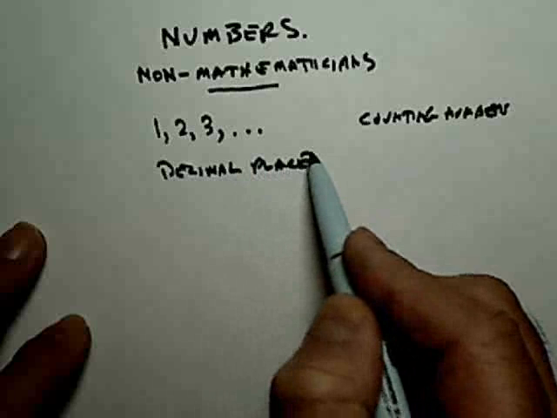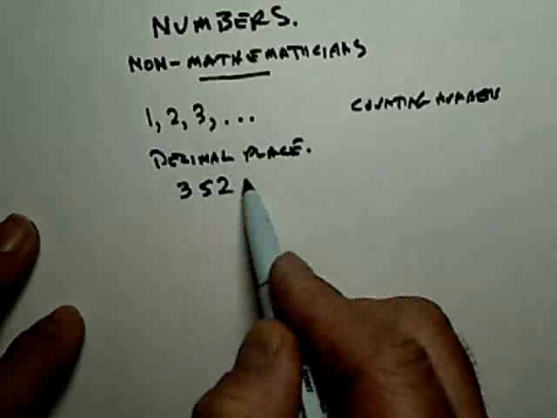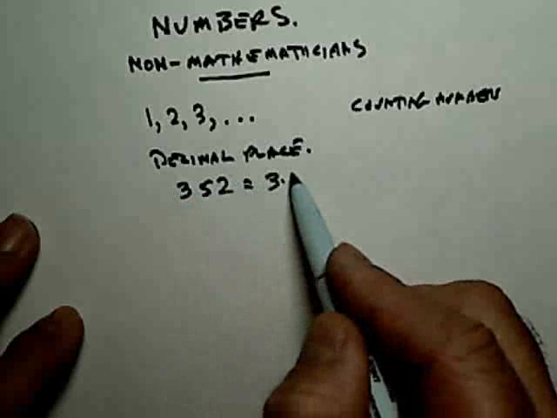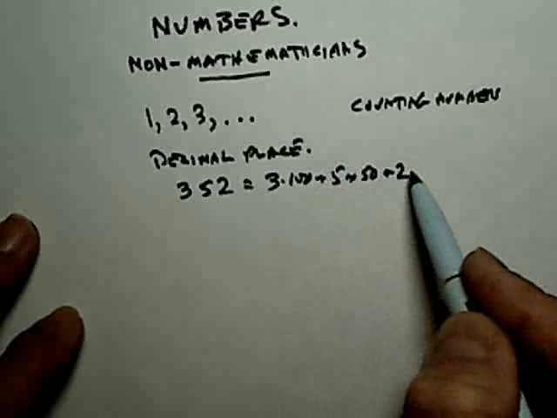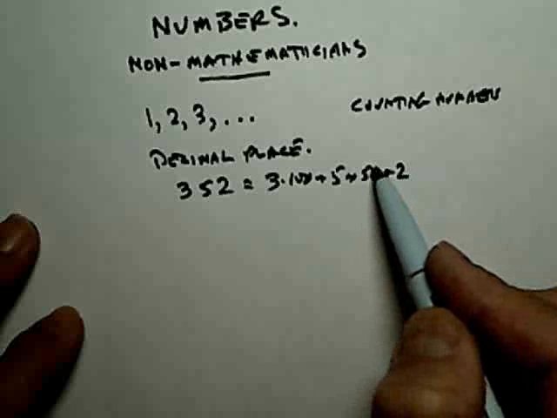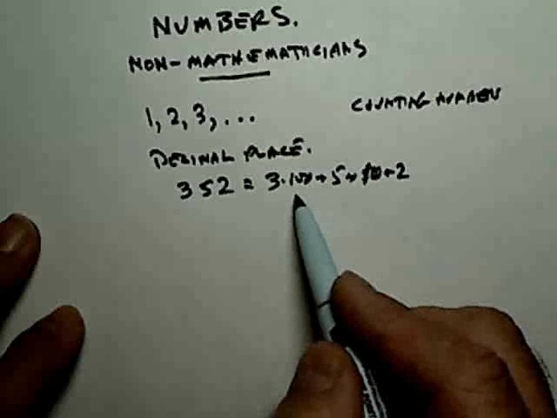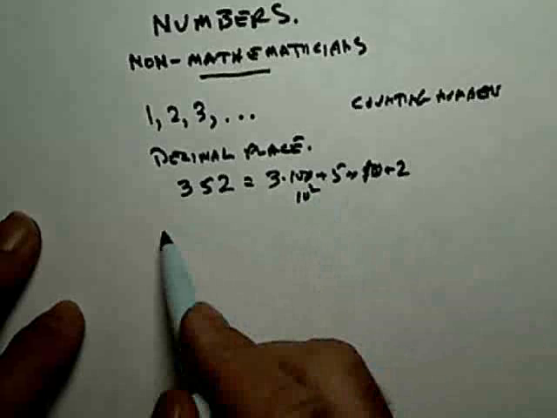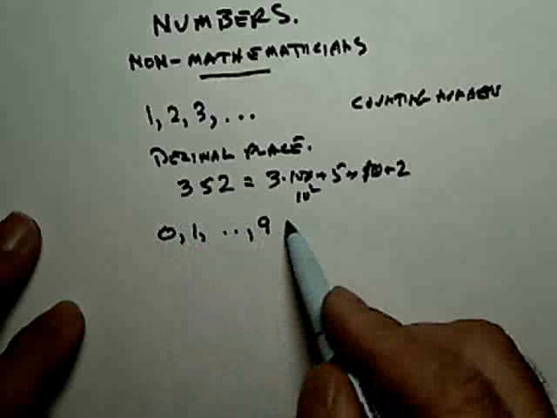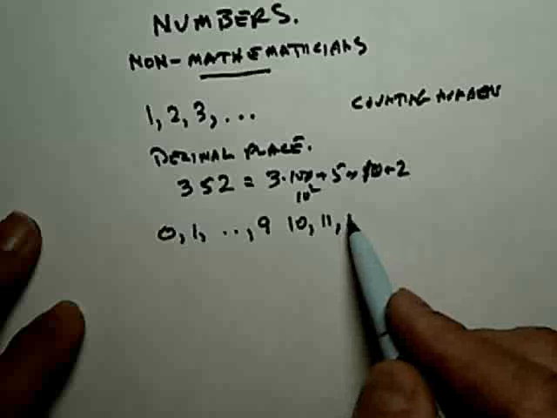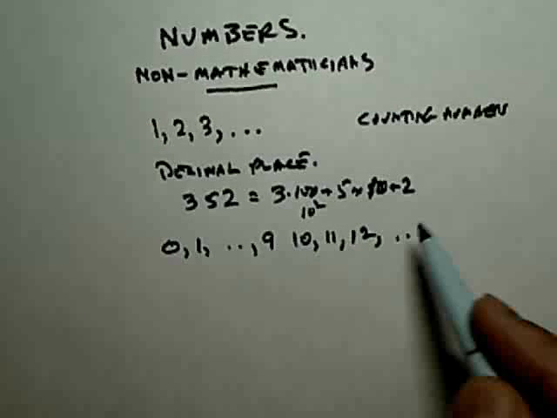And of course, you know all about that, but it really has to do with things like 352 being 3 times 100 plus 5 times 10 plus 2. And of course, 100 is 10 squared. And so we have 10 digits, as you know, 0, 1, 2, up through 9, and then we start over with a place system: 10, 11, 12, and so on. And you know all about that.